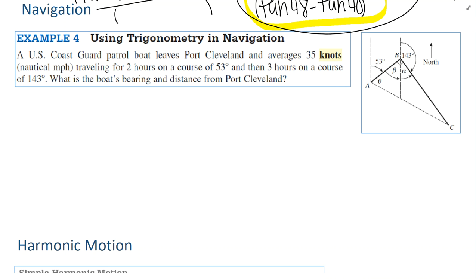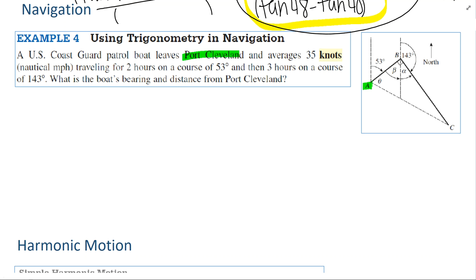Okay, so a U.S. Coast Guard patrol boat leaves Port Cleveland and averages 35 knots or nautical miles per hour, traveling 2 hours on a course of 53 degrees, and then 3 hours on a course of 143 degrees. Okay, so nautical miles per hour is just a speed. And so we're going to need to get distances from those speeds. Also, in this picture here, Port Cleveland is A. Okay, that's where we're starting at.